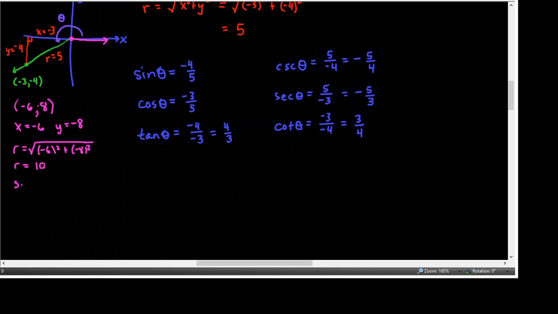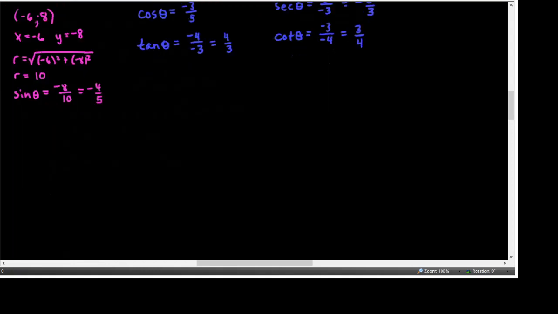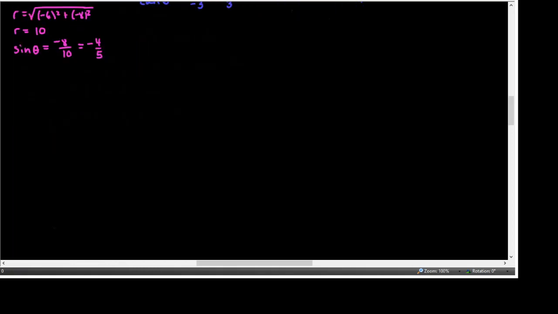And for example, sine of theta would have been y, -8, over r, 10, which reduces to -4/5, the exact same answer. So what I'm trying to say is it does not matter what point on that ray you use, you will still get the exact same sine, cosine, tangent, cosecant, secant, and cotangent of theta answers. So it doesn't matter what point you use, and you could do all 6 of them if you wanted to prove it to yourself. But I think that based on one example, you can say, oh yeah, they'd all reduce to the same thing. So here's another type of question you might see.